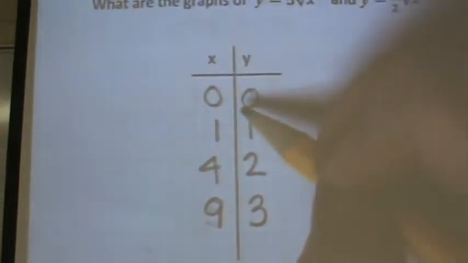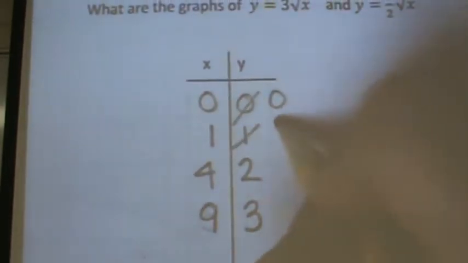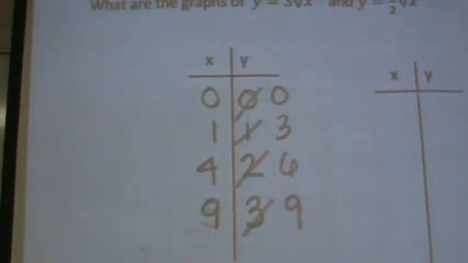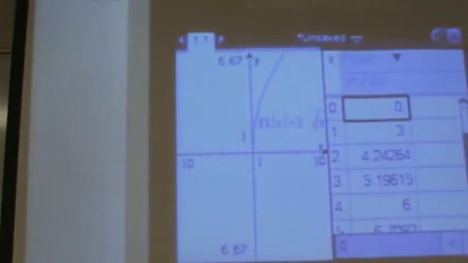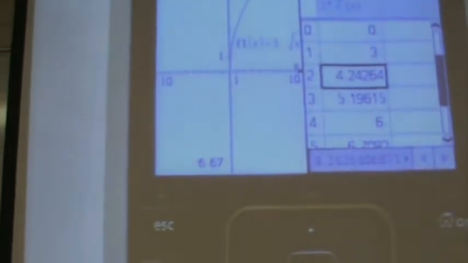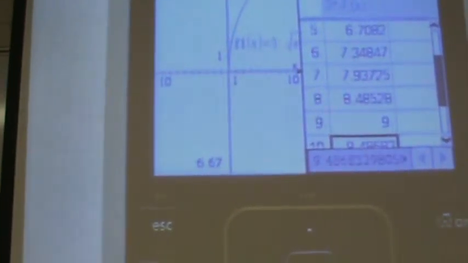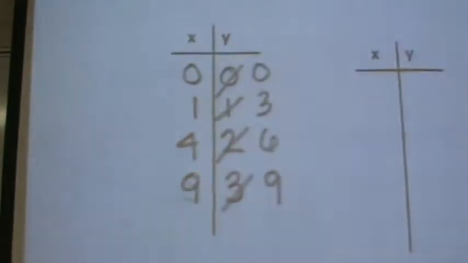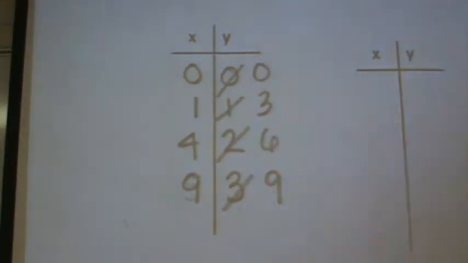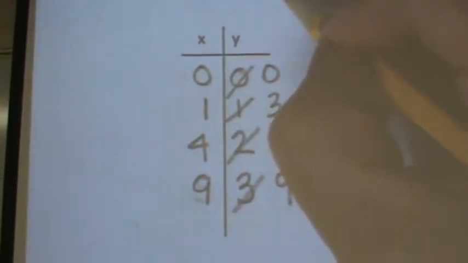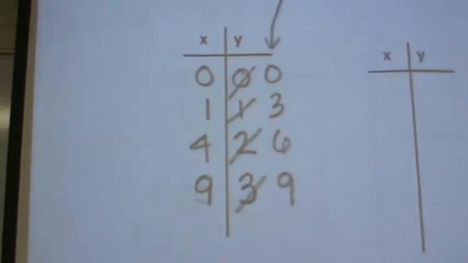And I'll tell you what he's got. He's got 0, 0 still. He's got a 3 here. He's got a 6 here. And he's got a 9 here. What happened? And let's verify it. 0, 0, 1, 3, 4, 6. And we've got 9, 9. I didn't make this up. He plugged the equation in. You just multiply it by 3. There you go. So this number outside multiplies the y value by that number, whatever it is.